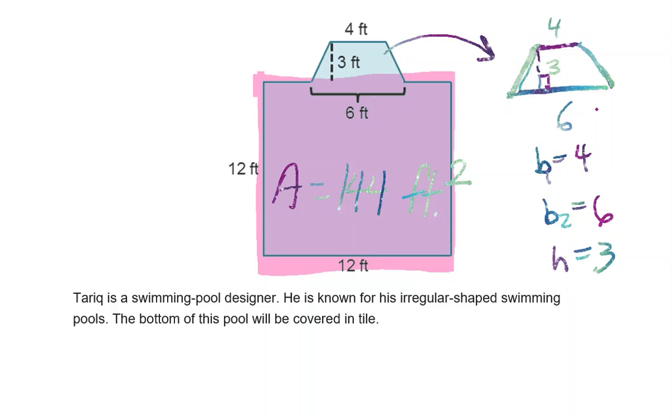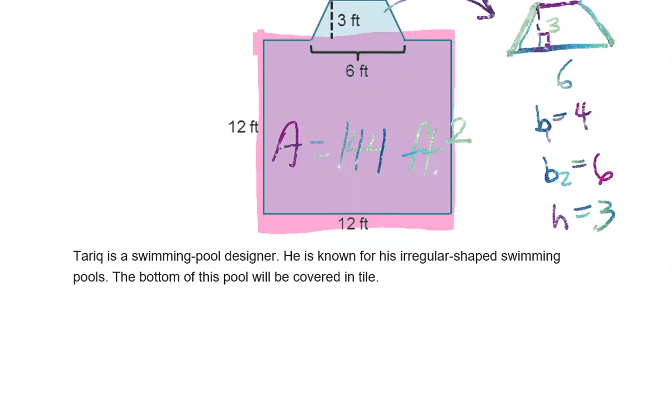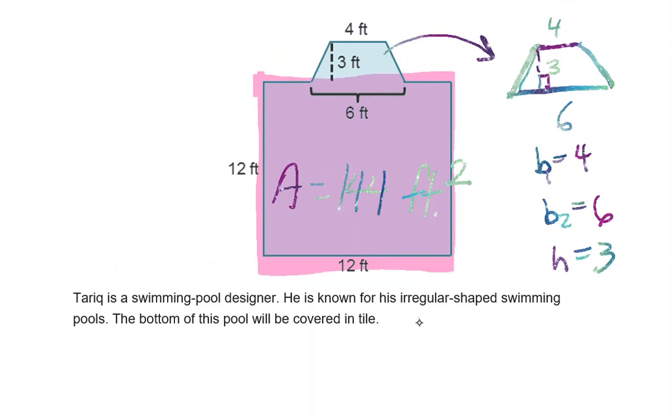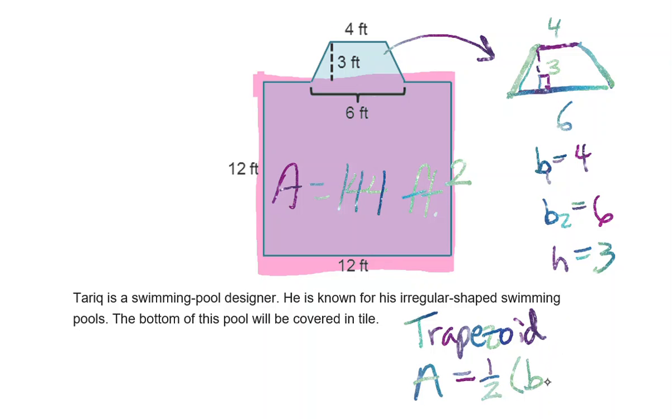And that's looking at the trapezoid on top. So the formula for a trapezoid is area equals 1/2 times base 1 plus base 2, so the two bases, times the height.